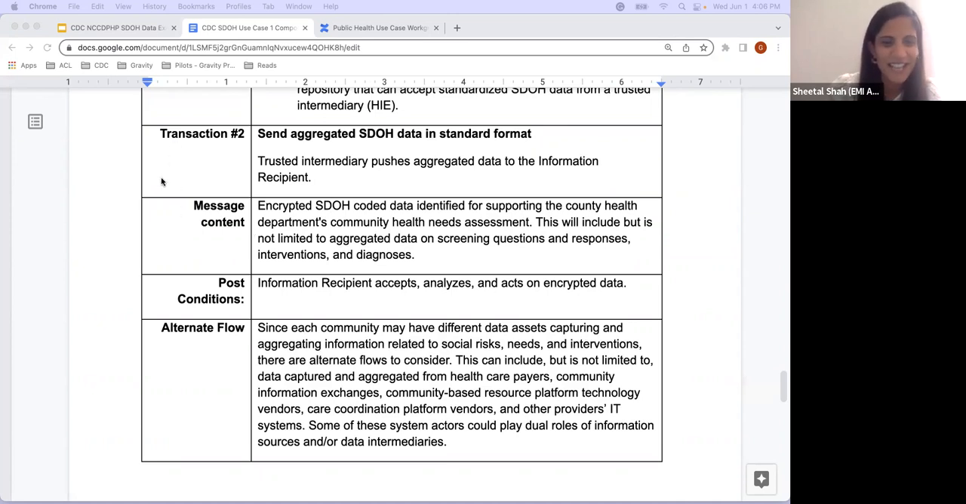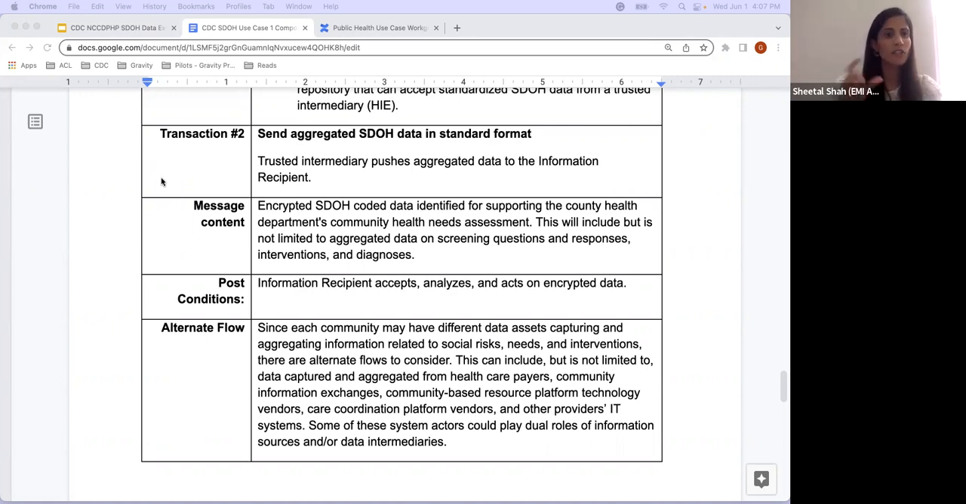We just have a few more sections. So the second transaction, again, focuses on sending that aggregated SDOH data. We've outlined at a high level the message content, identifying the different data categories potentially that the county health department could use, but certainly welcome feedback. But again, leveraging the Gravity value sets of screening and question responses, interventions, and diagnoses. The post condition relates to that information recipient, the health department, being able to accept, analyze, and act on that data.